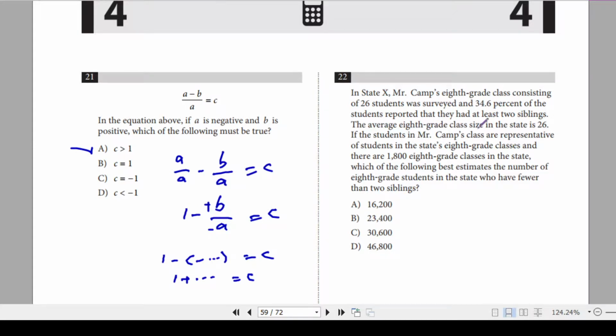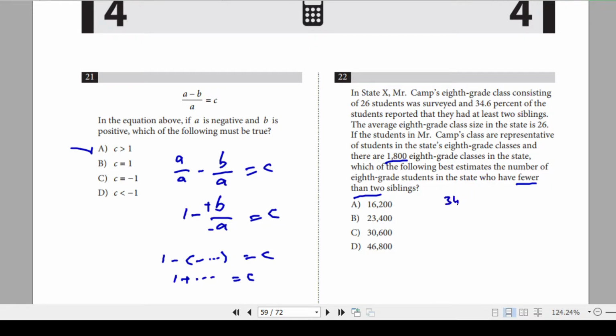The average 8th grade class size in the state is 26. So he says that on average, every class consists of 26 students. Okay, in the state, like the whole state, every class in the state. If the students in Mr. Kemp's class are representative of students in the state's 8th grade classes, and there are 1800 8th grade classes in the state, which of the following best estimates the number of 8th grade students in the state who have fewer than two siblings? Fewer than two means, since this is two or more, the remaining will be fewer than two. So you can represent all the classes by this class of Kemp's. So 34.6% of these 26 students have two or more siblings.